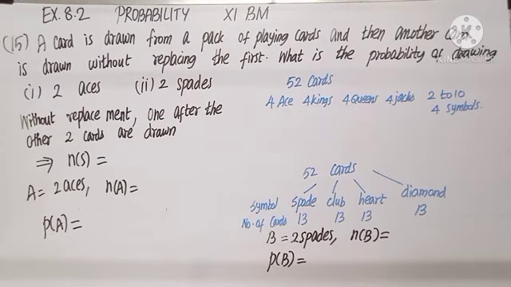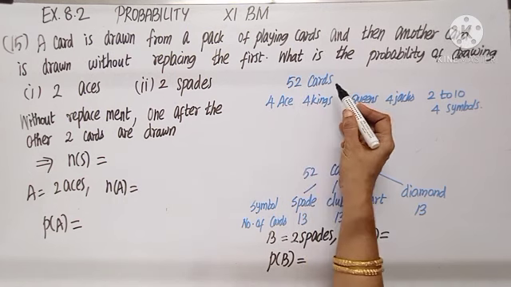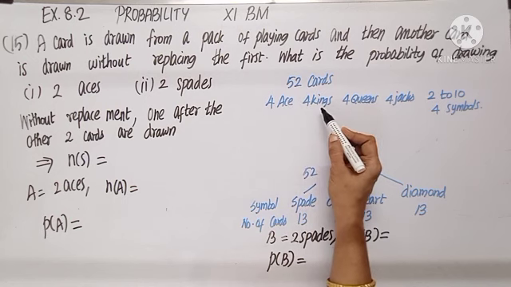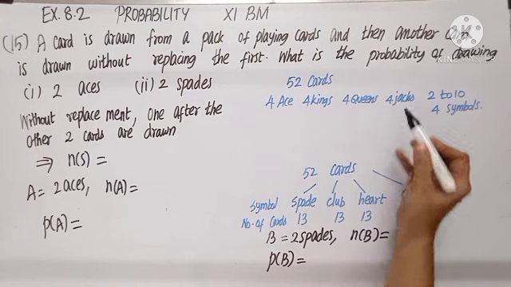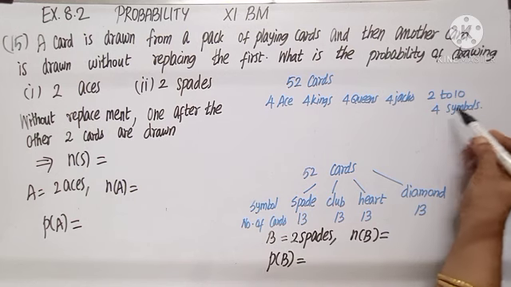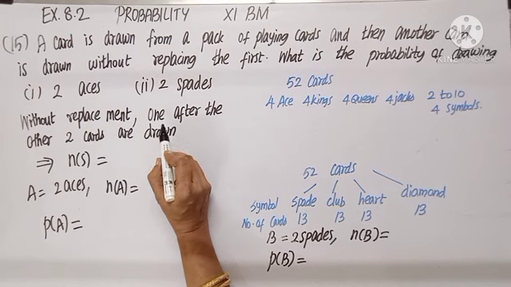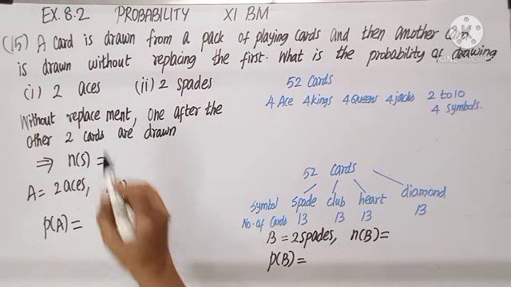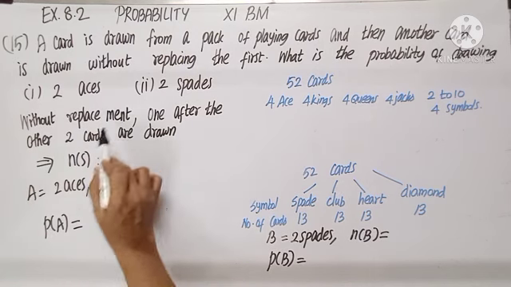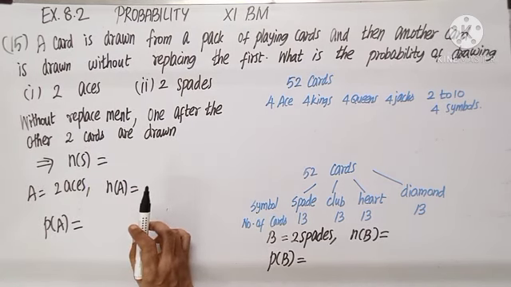Question number 15. A card is drawn from a pack of playing cards and then another card is drawn without replacing the first. What is the probability of drawing 2 aces, 2 spades? As I know, out of 52 cards, 4 kings, aces, queens, jacks are present. The numbers 2 to 10, there are 4 symbols. I want 1 card after another card without replacement. Whenever I see the word without replacement, I can very well use combination.